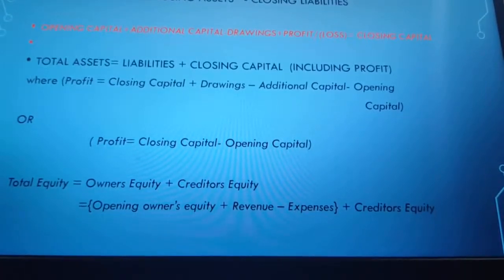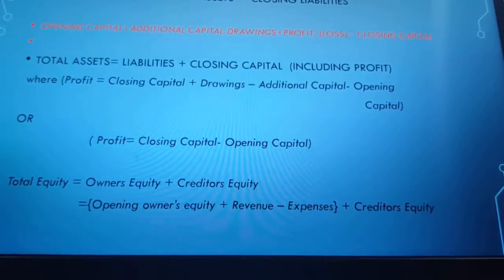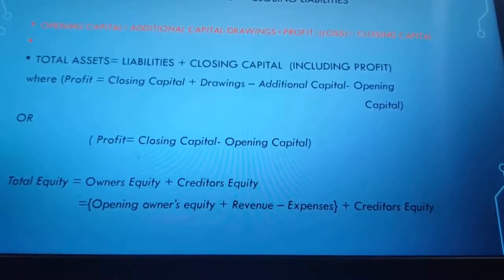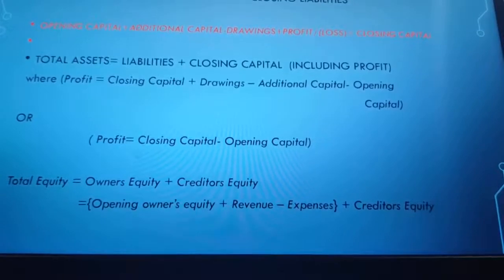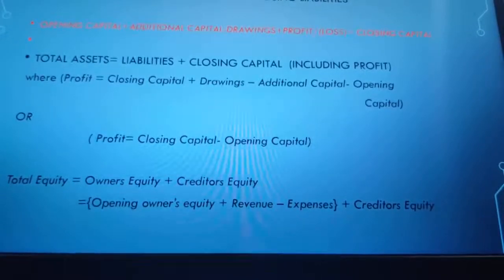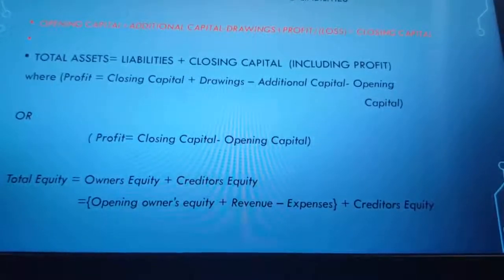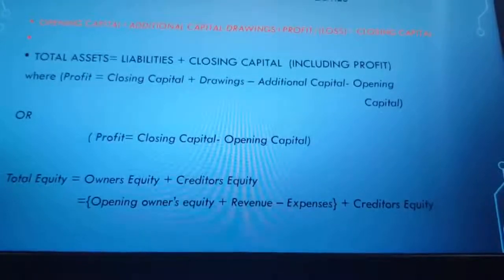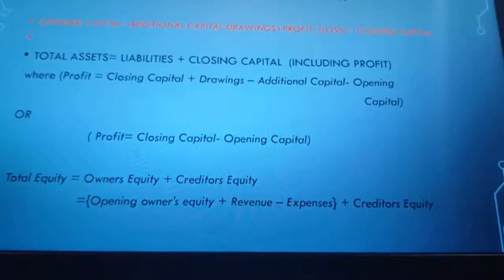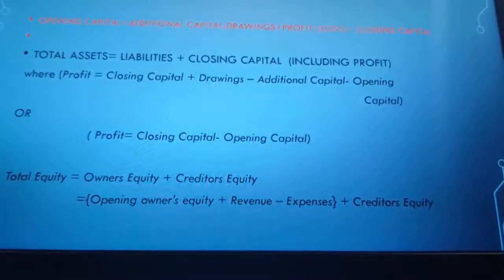If there are no drawings or additional capital given in the question, then our profit is equal to closing capital minus opening capital, which means you are given the opening capital as well as your profit in the question. So if you add opening capital plus profit, it will give you the closing capital. This means there was no additional capital or drawings in the question.